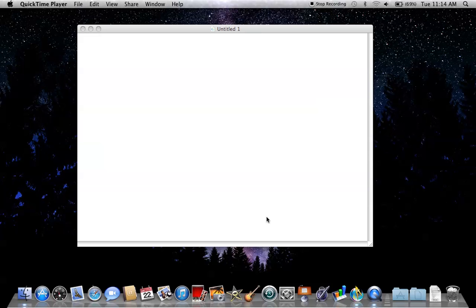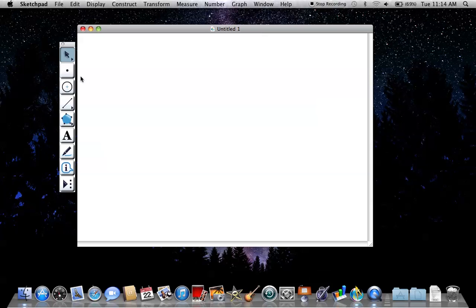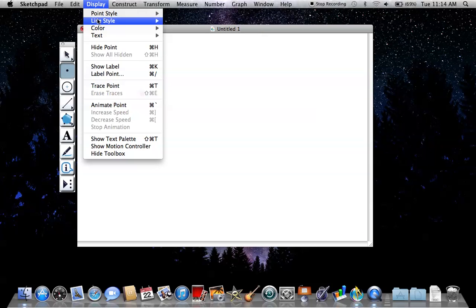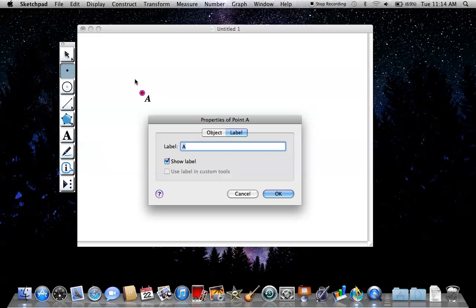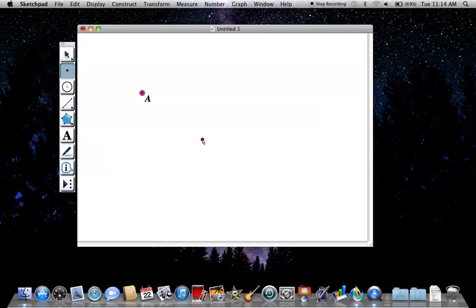The first thing that we have here is a point. So there's my point. We use it to describe a location. It has no size, and we use a capital letter, like that. So this would be point A.